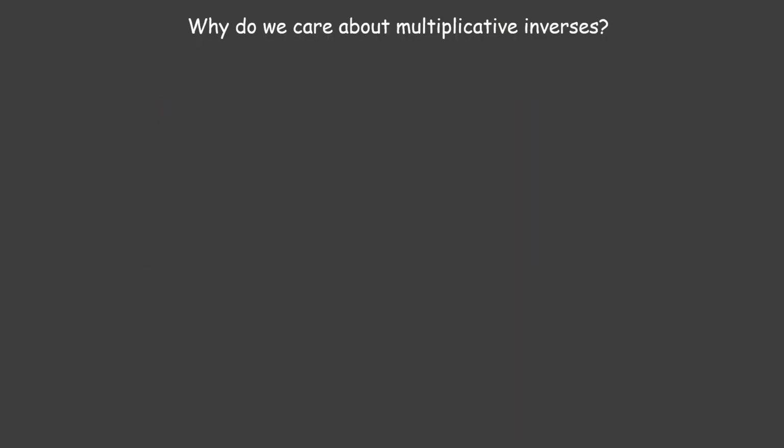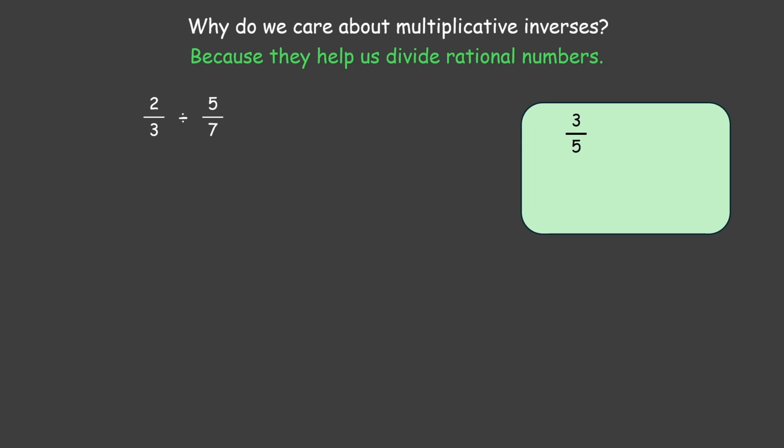Now the question is, why do we care about multiplicative inverses? Because they help us divide rational numbers. For example, if we need to divide 2 by 3 by 5 by 7. Now, how do we start? And how are we going to use multiplicative inverse in this? So let's look at the logic over here.